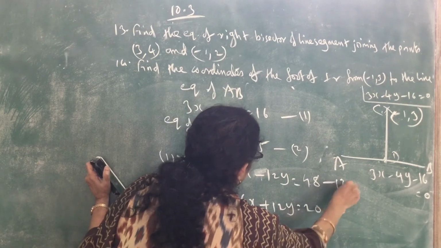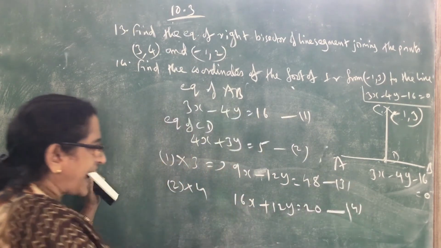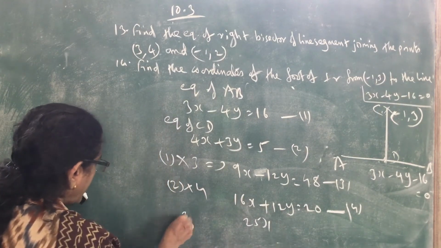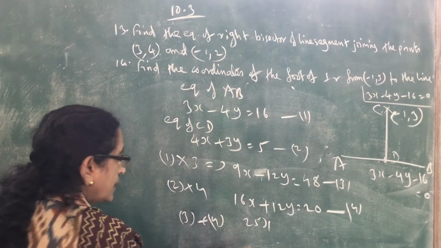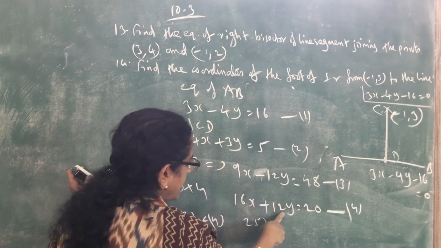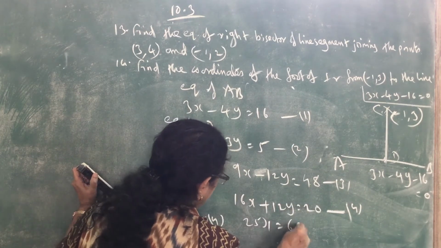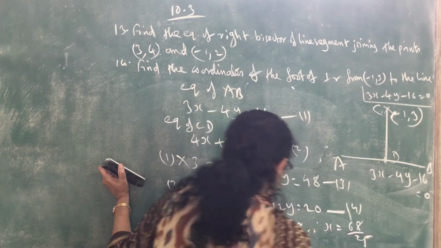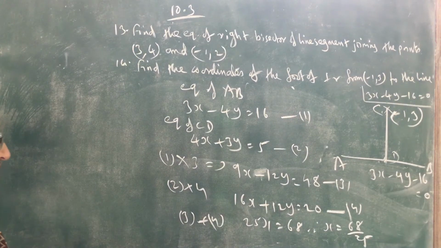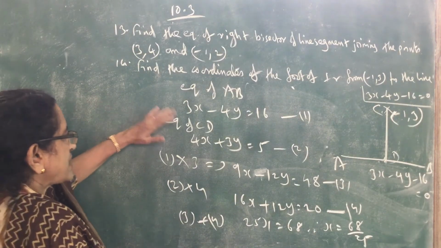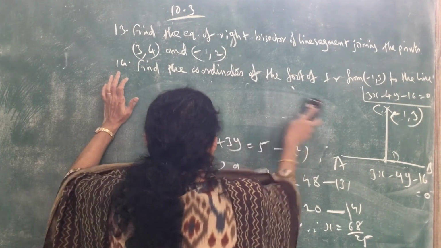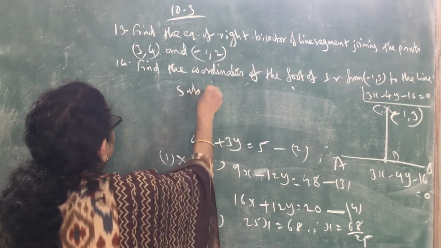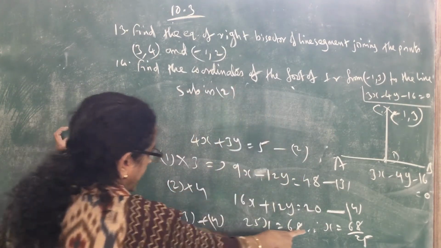Name these 3 and 4. Now adding equation 3 plus equation 4, we get 25x plus 0 equal to 68. Therefore x equals 68 by 25. Now substitute in any one equation and we can find the y coordinate. So substituting in equation 2.